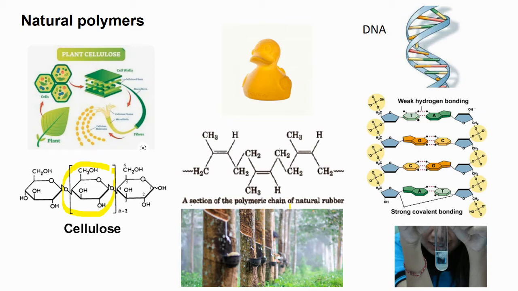Another example of a natural polymer is natural rubber. That's made from the sap of these trees. You can see that this part here repeats again and again and again to make up big long chains. At the end of the structure, we can see this bit here, which is indicating that the chain just repeats. DNA is an example of a natural polymer, and it's held together through weak hydrogen bonds between the two strands. These are all examples of natural polymers.